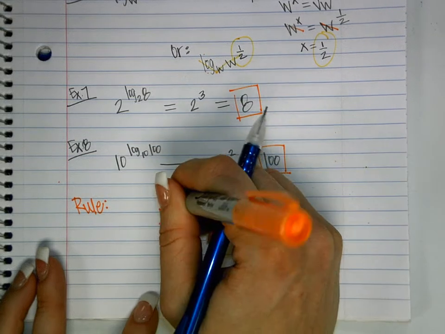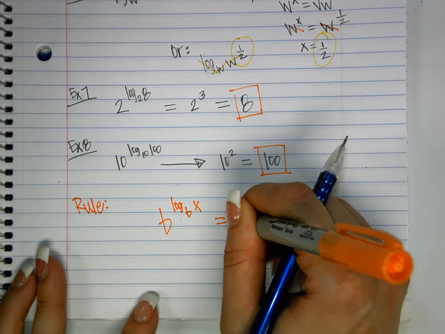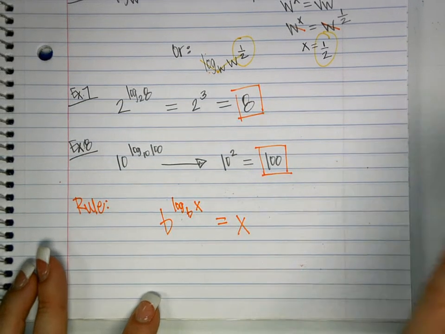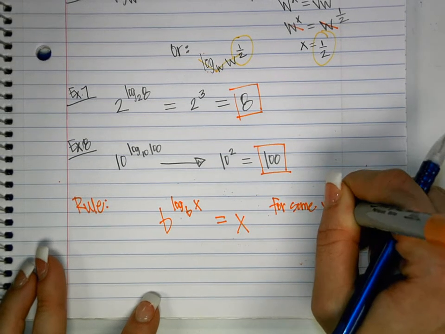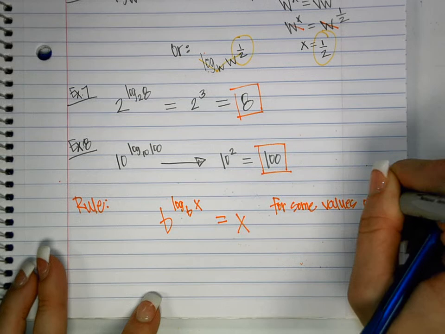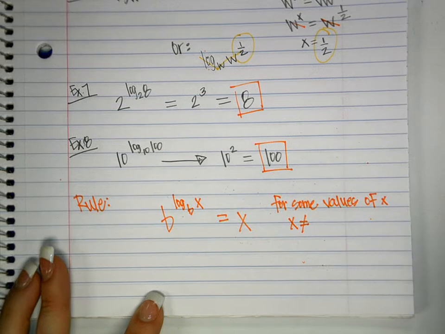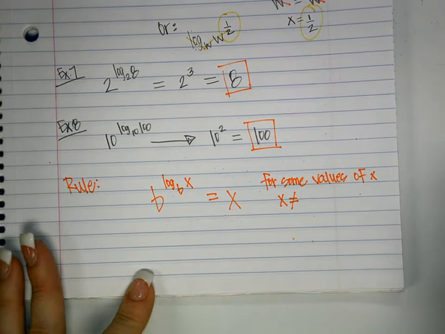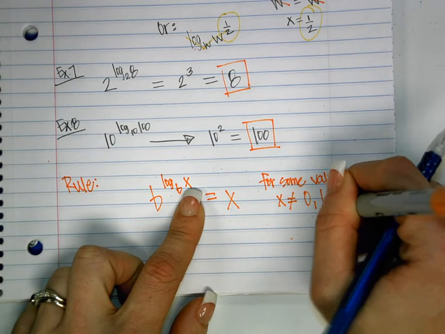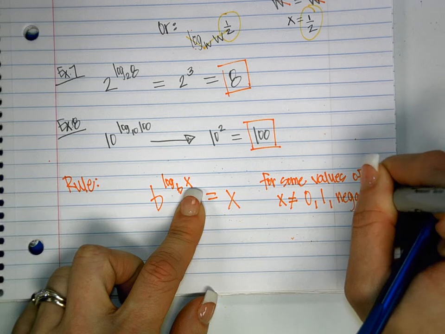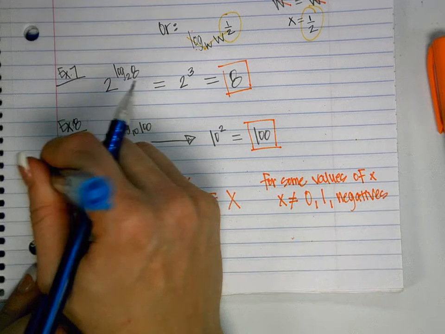Anything, a base to the log of the same base of x equals x. Now, unfortunately, this one only works for some values of x. What could x not equal? A negative, a 0, 1, or what else? A negative, right. That could not equal 0, 1, or a negative.